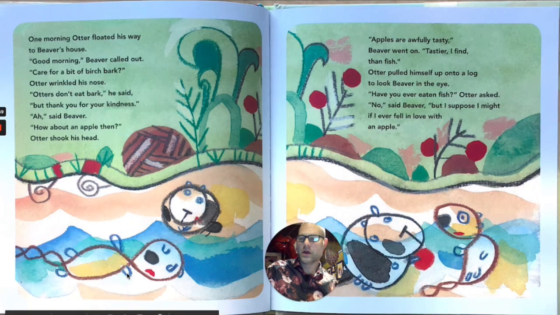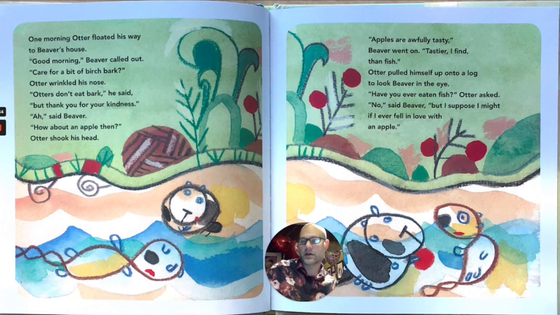One morning, Otter floated his way to Beaver's house. Good morning, Beaver called out. Care for a bit of birch bark? Otter wrinkled his nose. Otters don't eat bark, he said, but thank you for your kindness. Ah, said Beaver. How about an apple, then? Otter shook his head. Apples are awfully tasty, Beaver went on. Tastier, I find, than fish.